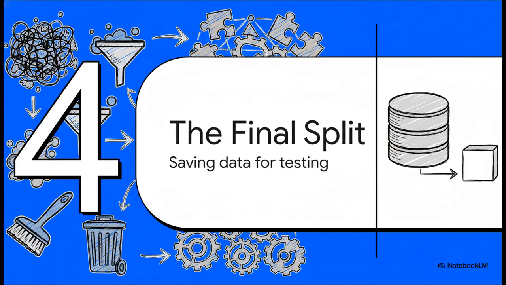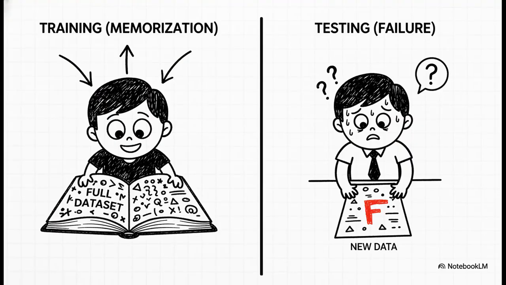All right, we are so close. We have cleaned our data. We have transformed our data. There is just one last and maybe the most crucial step of them all. We have to split it. Now, this is absolutely critical. After all that hard work making your data perfect, you can't actually use all of it to train your model. I know, it sounds crazy, right?